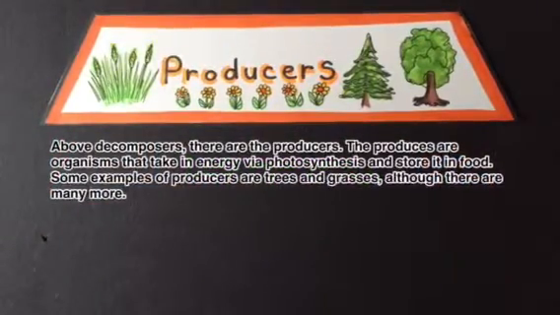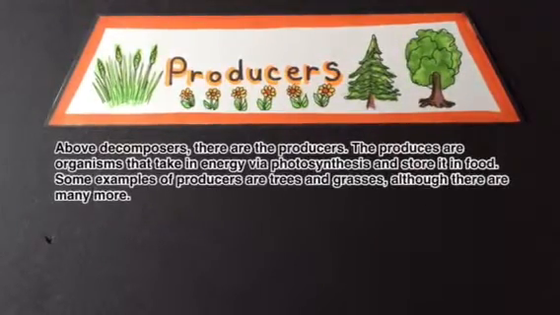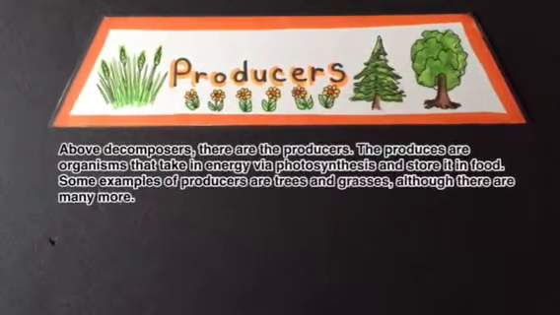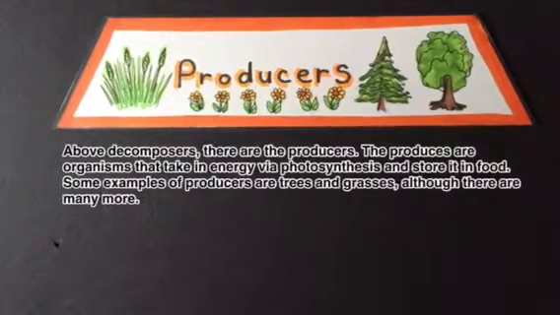Above decomposers, there are the producers. The producers are organisms that take in energy via photosynthesis and store it in food. Some examples of producers are trees and grasses, although there are many more.